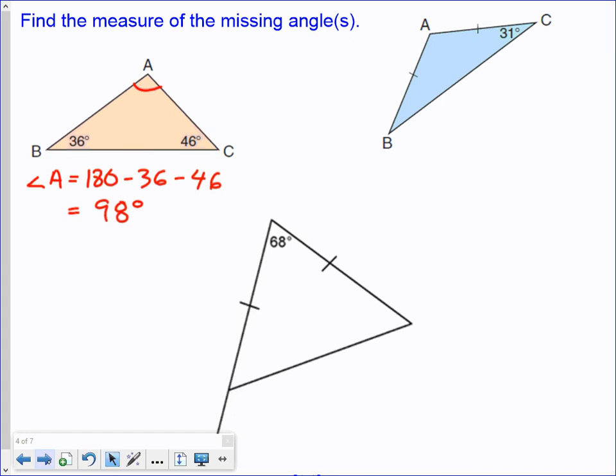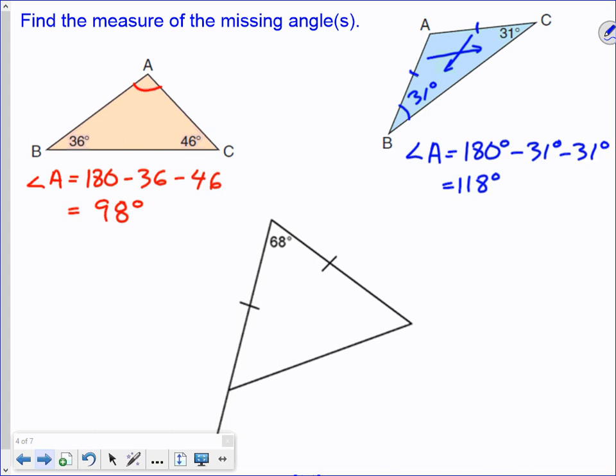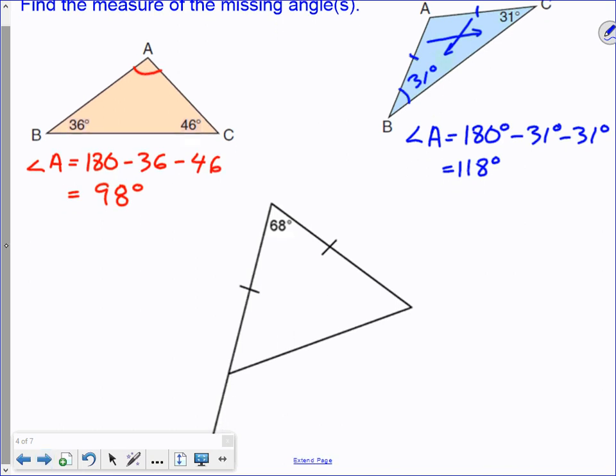In our second one over here on the right, they only give us one angle. They tell us angle C is 31 degrees. But because this is an isosceles triangle, we know that these two angles that are opposite these equal sides here and here, have to be equal. So this has got to be 31 degrees as well. Then we can figure out that angle A is just going to be 180 minus 31 minus 31 degrees. So angle A has to be 118 degrees.